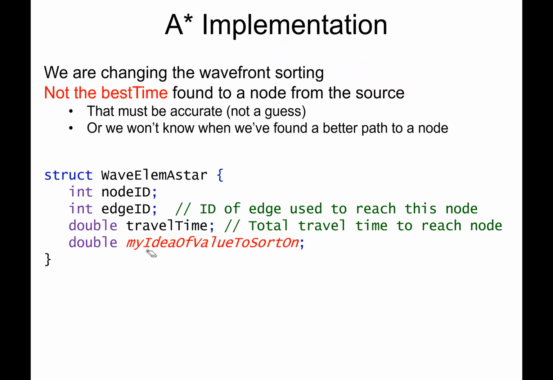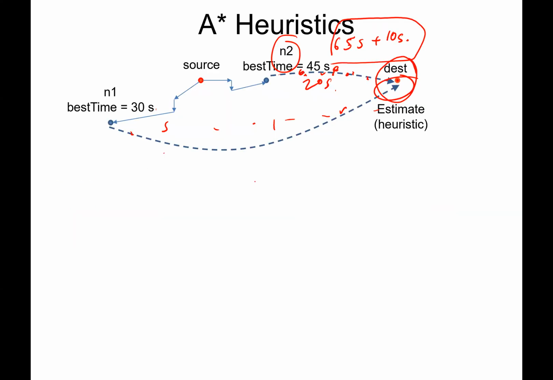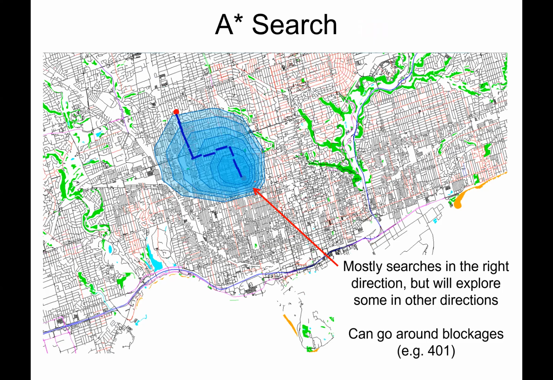Okay, so how do we implement this? We are changing the wavefront sorting. We are not changing that best time that we're recording at a node. That still has to be accurate, okay? We're sorting on a guess. We don't want to update our best time to a node with anything except this is the known time for sure from the source to this node, okay?